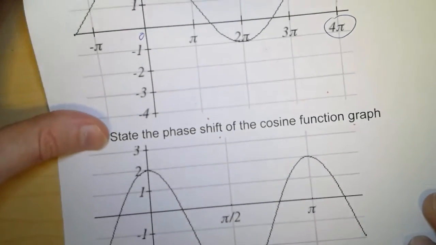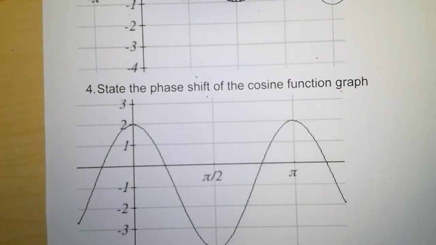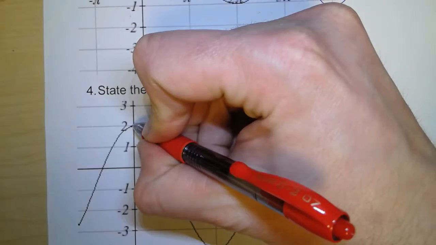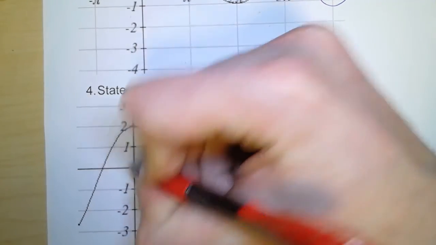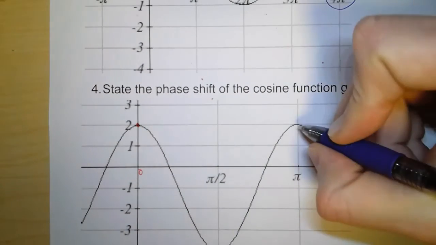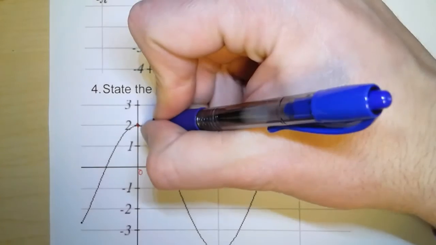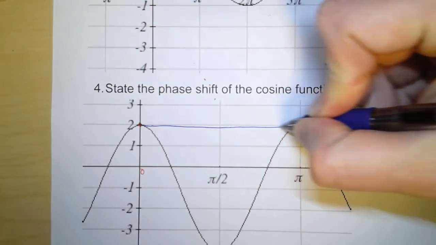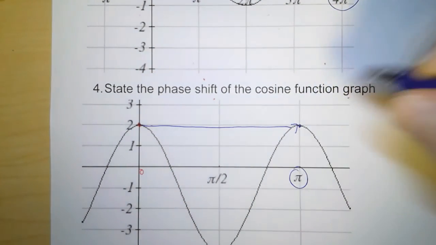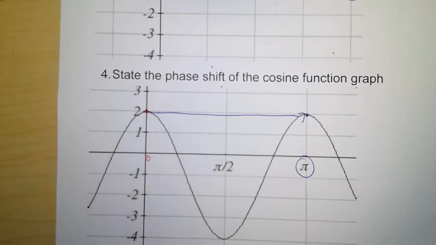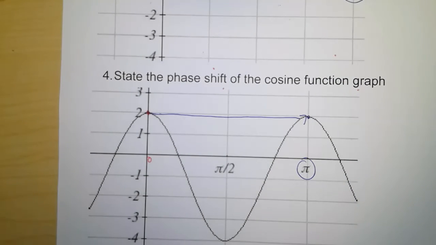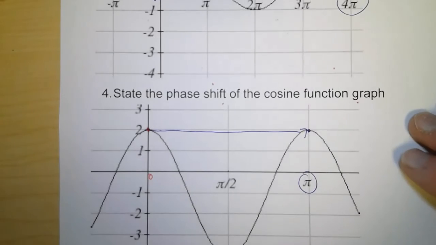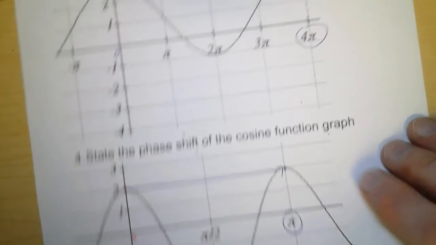So then for this last one, similar to the one above, we could say that it has a phase shift at 0. But we could also say that it has a phase shift here, that it got moved over this much to pi. And so 0 or pi could be considered the phase shifts for this cosine function.